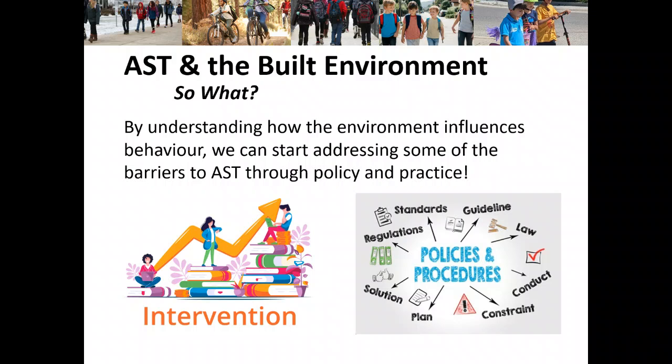So all this to say, so what? We've done all this work, we understand the environment influences, but how can we start addressing some of the barriers to AST? We do it through policy and practice, and the practice being interventions, many of which were just explained in the previous presentation, but also through policies and procedures that can help improve the environment that we're living in and kids are interacting with on a daily basis.